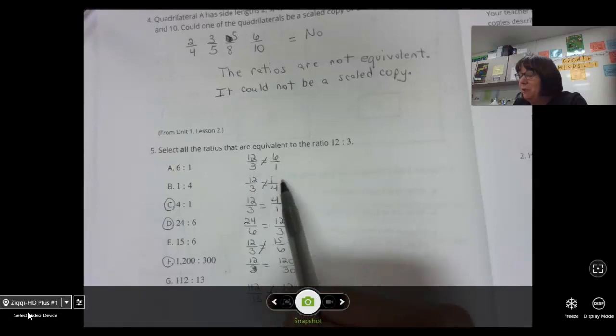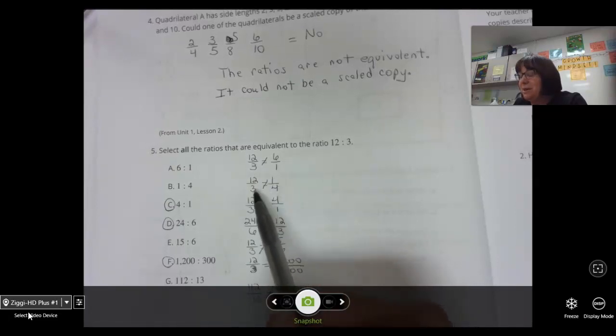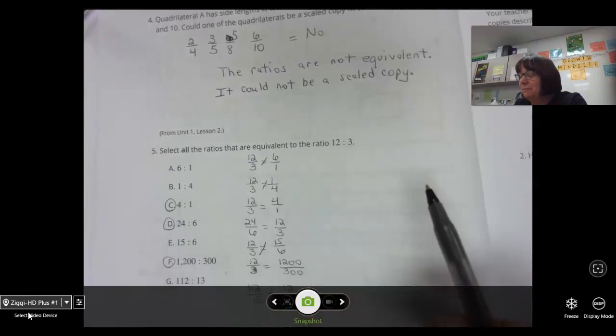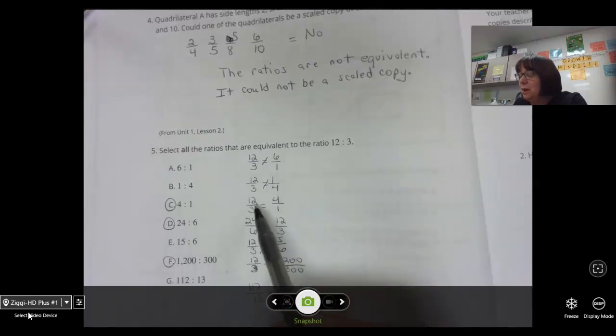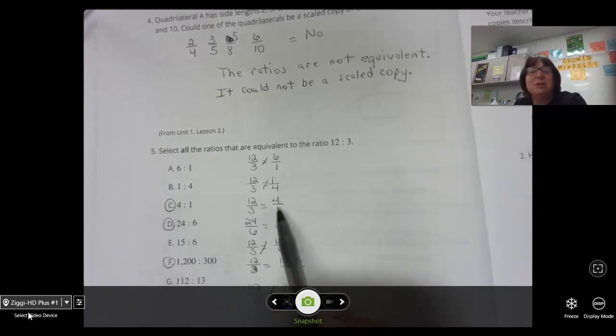What about 1/4? 12 divided by 12 is 1. 3 divided by 12 wouldn't be 4. So let's try this. 12 divided by 3 is 4. 3 divided by 3 is 1. So this one does work. See, 4 over 1 is the same as 12 over 3.